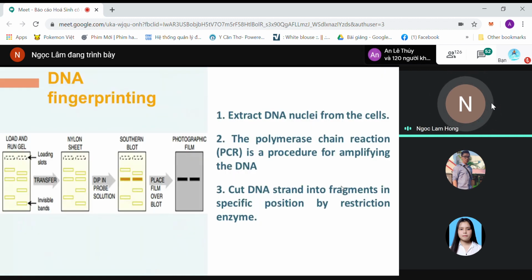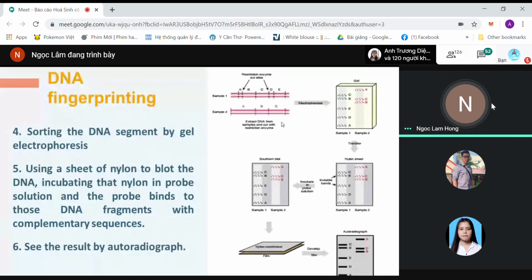Step 1 is extracting DNA nuclei from the cells. Step 2, they use PCR for amplifying the DNA. Step 3 is to cut the DNA strand into fragments at specific positions by restriction enzymes. Step 4 is sorting the DNA segments by gel electrophoresis. Because of the negatively charged molecules, the shorter the segment, the farther it moves away from the original location. And step 5 is loading the DNA gel onto a suitable membrane.